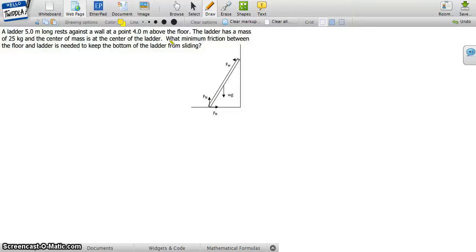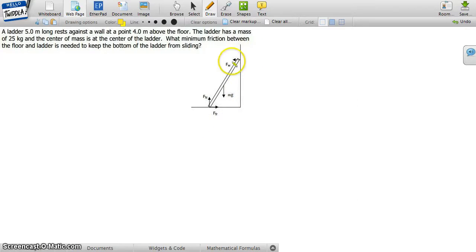Okay, in problem number 8, we have a ladder that's 5 meters long, rests along a wall 4 meters above the floor. It says the ladder has a mass of 25 kilograms and the center of mass is at the center of the ladder. It wants to know what is the minimum amount of friction between the floor and the ladder needed to keep the bottom from sliding out.